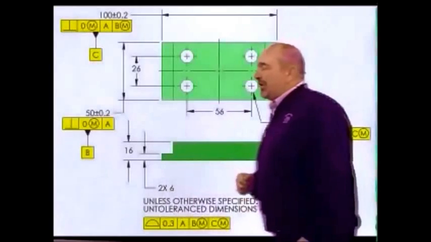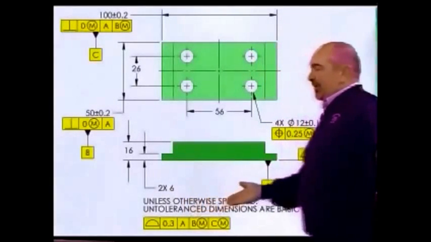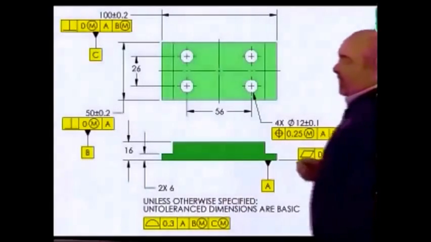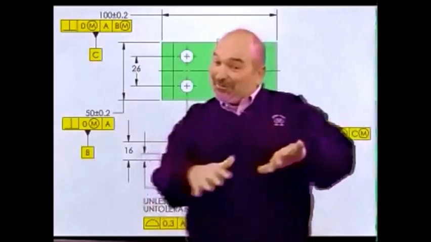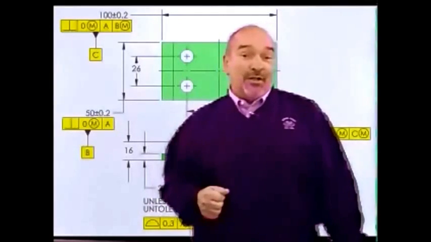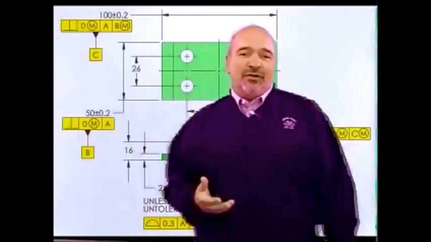Please don't forget simultaneous requirements. Notice here that the profile is to A, B at M, C at M, and the position is to A, B at M, C at M. So there are an infinite number of datum planes if this is a rocker, but you have to pick the right one that will bring all the features into their tolerance zones simultaneously.